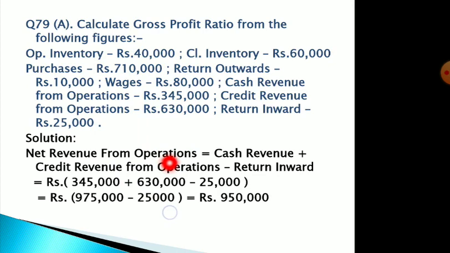First we will find out the net revenue from operations, that is cash revenue from operations plus credit revenue from operations minus return inward or sales return. So the amount of cash revenue is 3,45,000 plus credit revenue is 6,30,000 minus sales return, that is 25,000. So the net sales is 9,50,000.